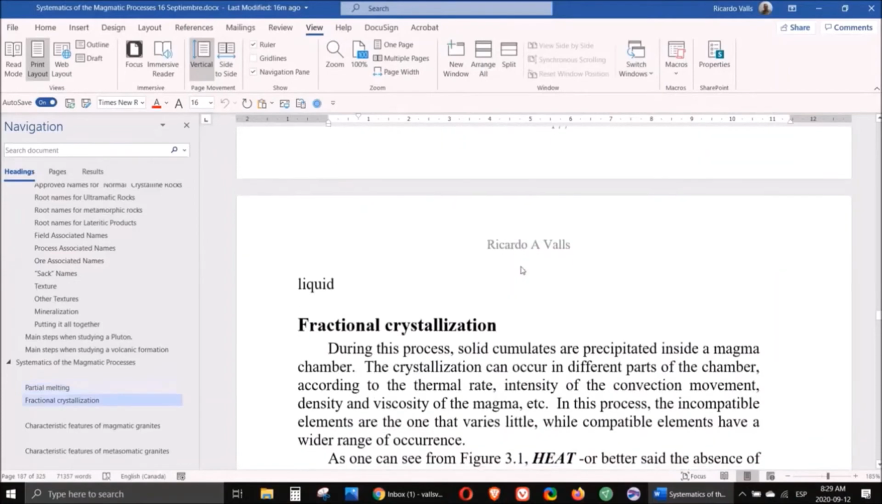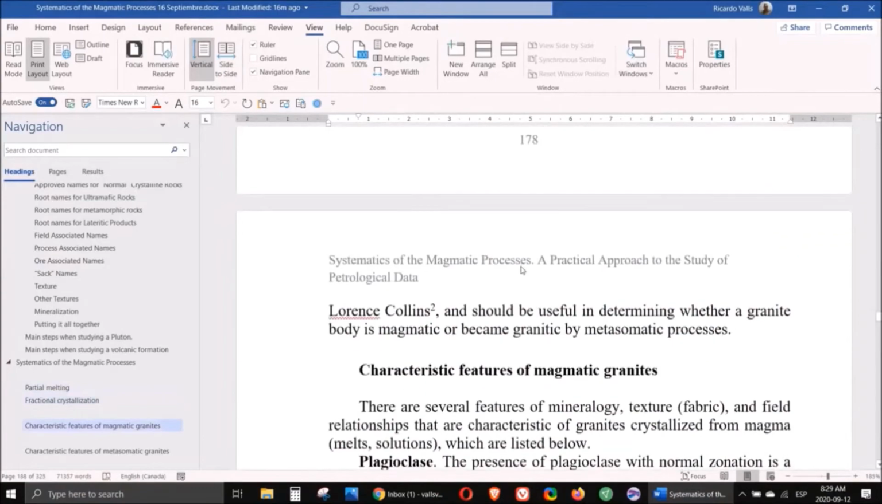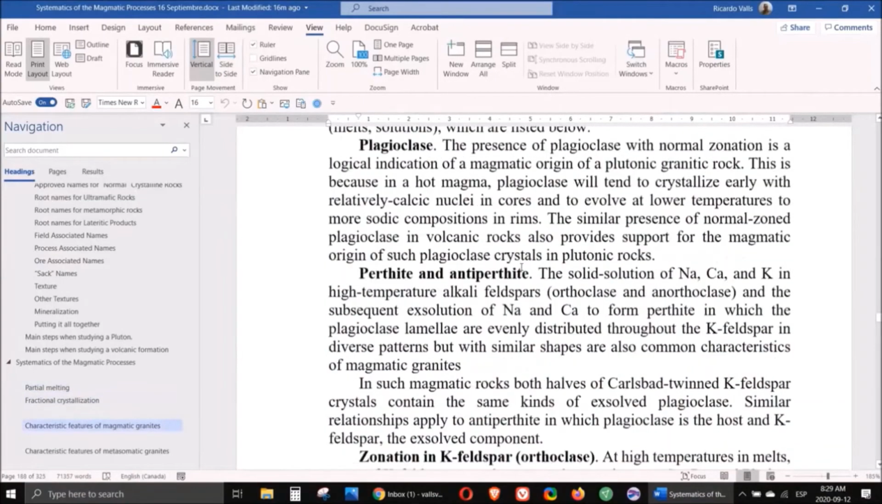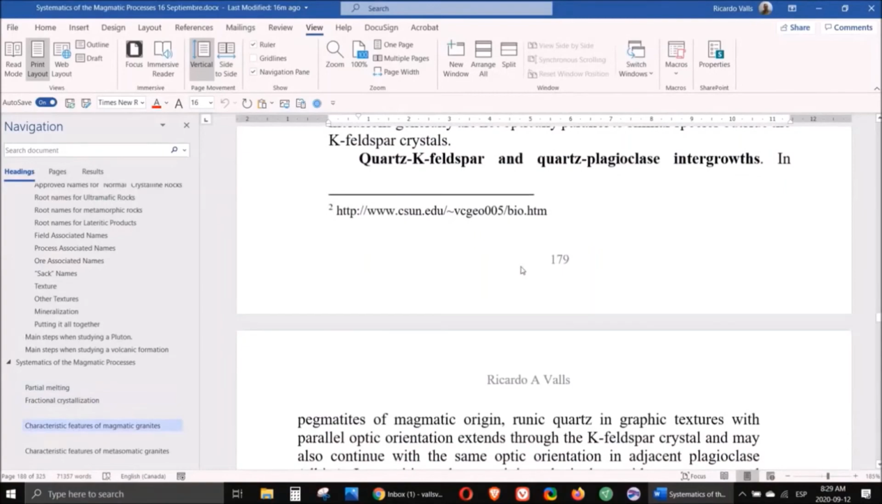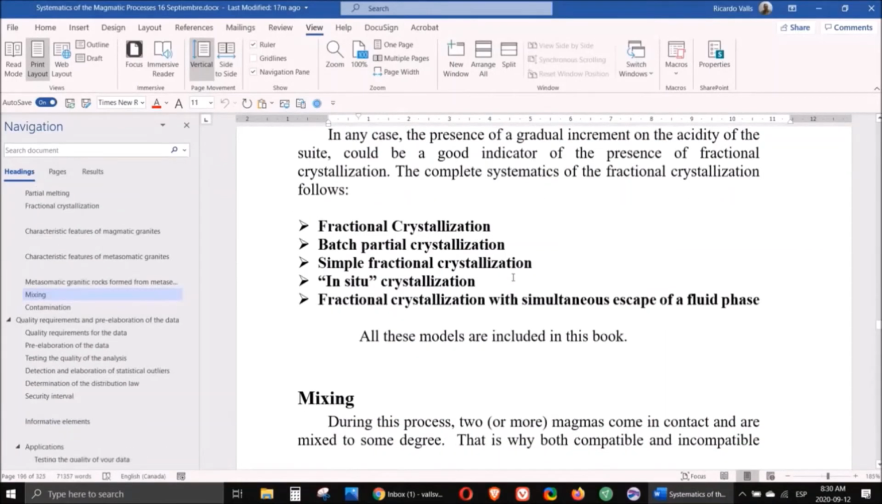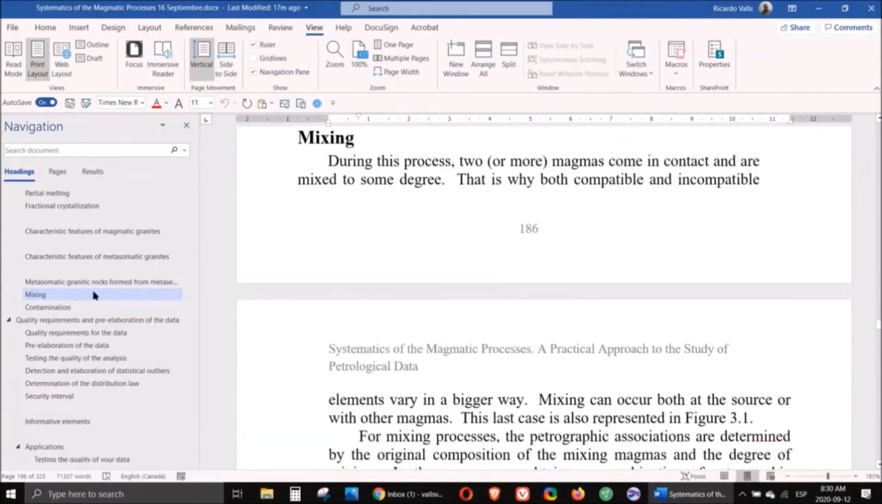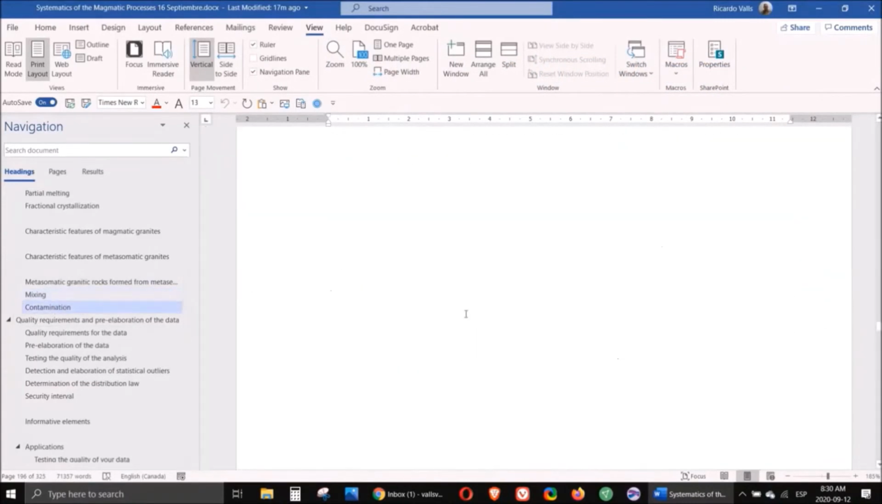You will see here there is a very detailed explanation of all these steps and what are the characteristics when you get, for example, a partial melting, what would be the characteristic of the mineralogy that you will see. So all these models are included in this book. Also, I will put in Mendeley software that will allow you to process your data to determine the most probable magmatic event for your samples. So you have mixing, you have contamination, etc.